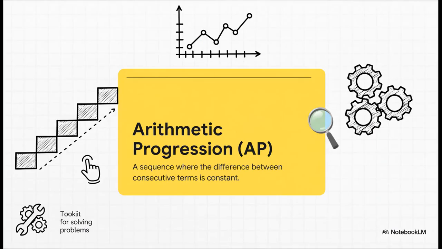So the main pattern we're going to be working with here is the arithmetic progression, or AP for short. And the concept is just beautifully simple. It's a list of numbers where you're always adding or subtracting the exact same amount to get from one number to the next. Just picture a staircase where every single step is the exact same height. That consistent step up, that's what we call the common difference.